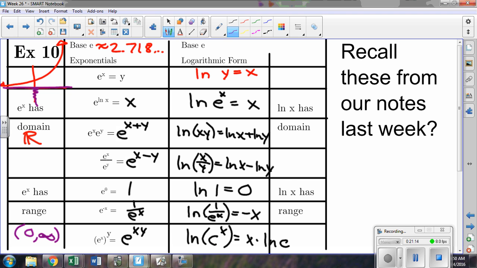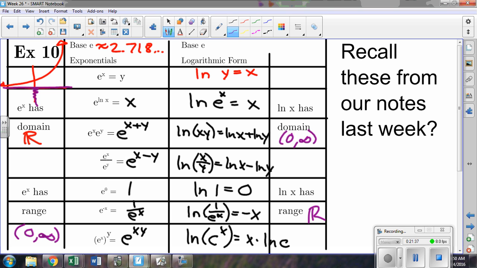Since natural log is the inverse, and inverses simply work backwards, these two things get flipped. Natural log of x has a domain from 0 to infinity, and it has a range of all real numbers. And thus we finish up our study for this video.